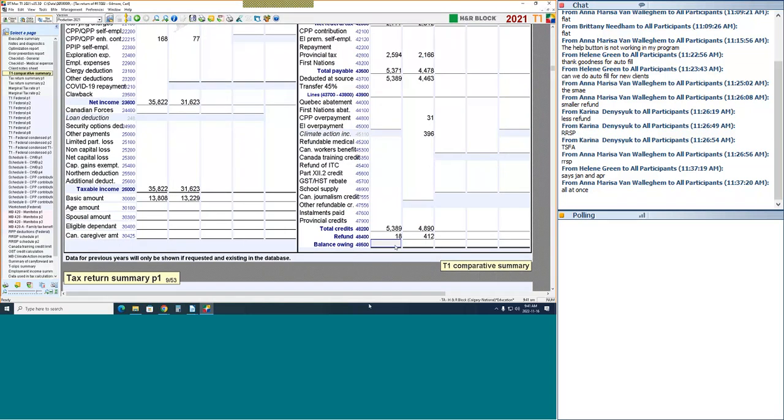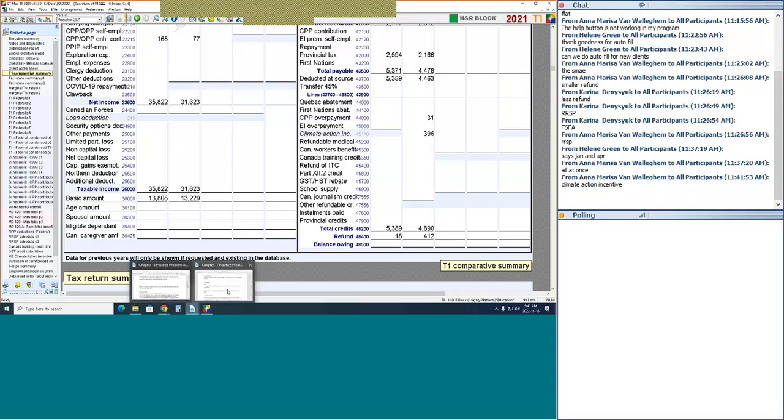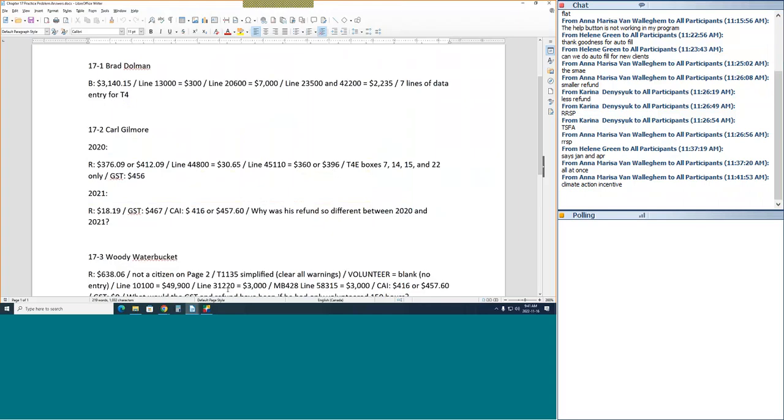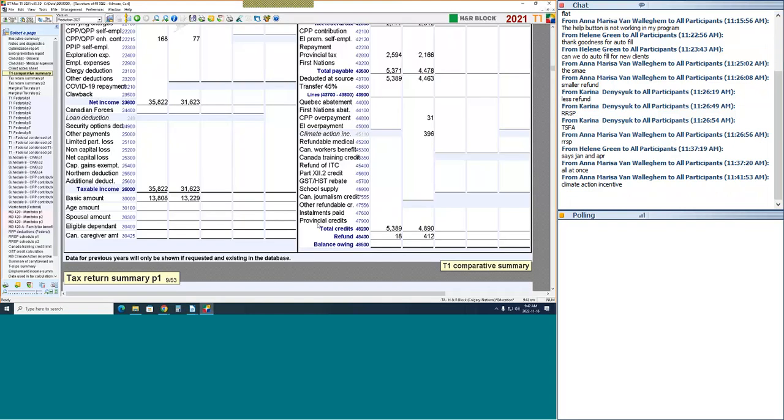So what I would like to know is, why is his refund so different? I think that was the question that I asked. Because he's going to want to know, he's going to go, well, last year I got a whole bunch more money and this year I didn't. So I want you to take a look and think about it for a minute and say, what was the thing that contributed the most to his refund last year? Why did he get a big refund last year?